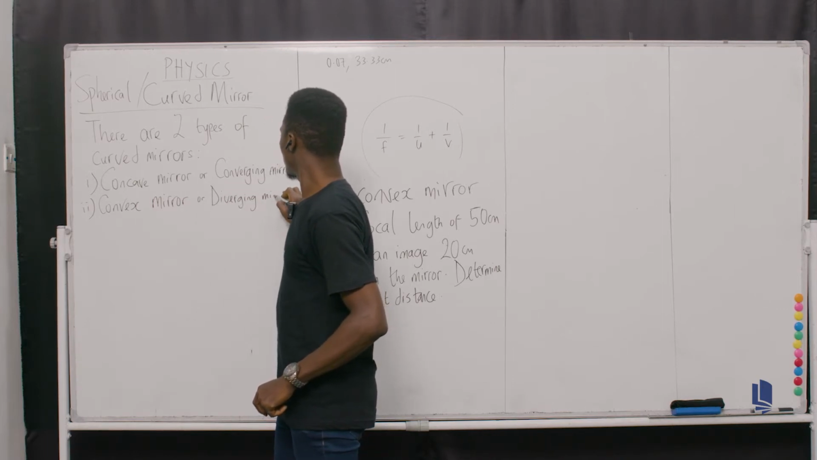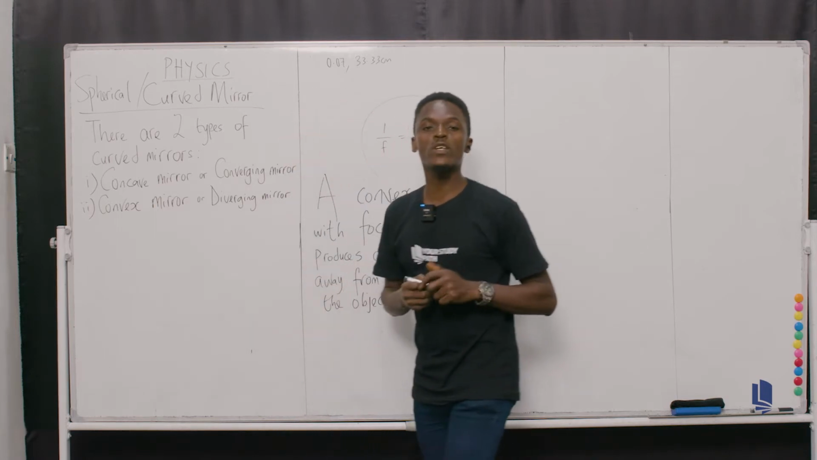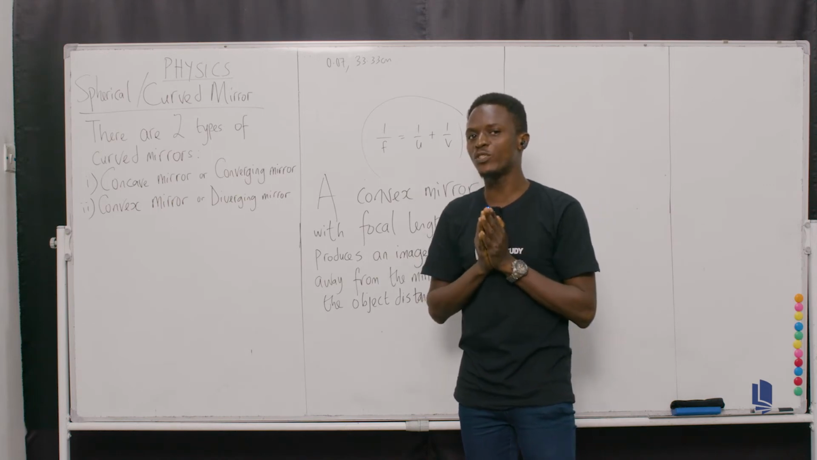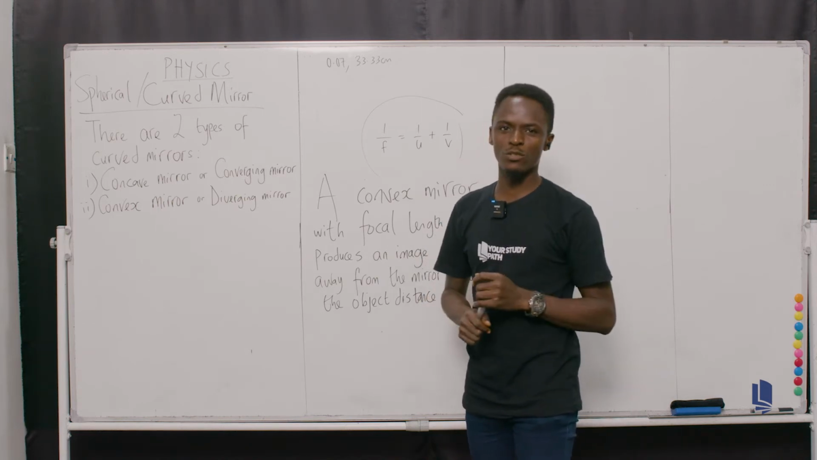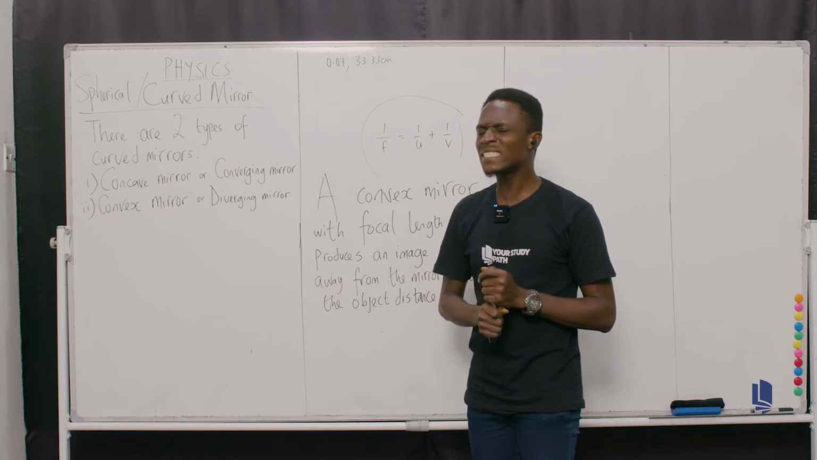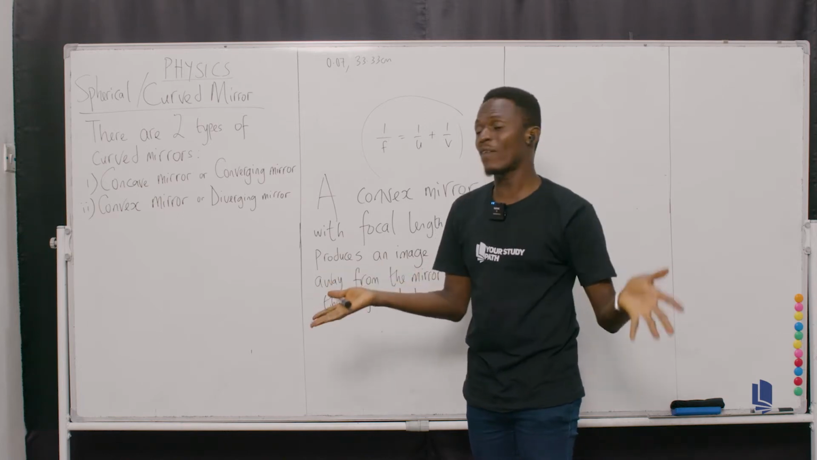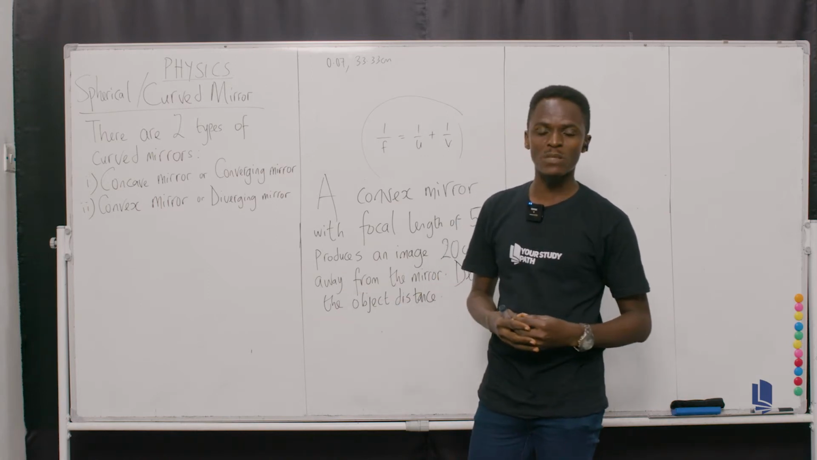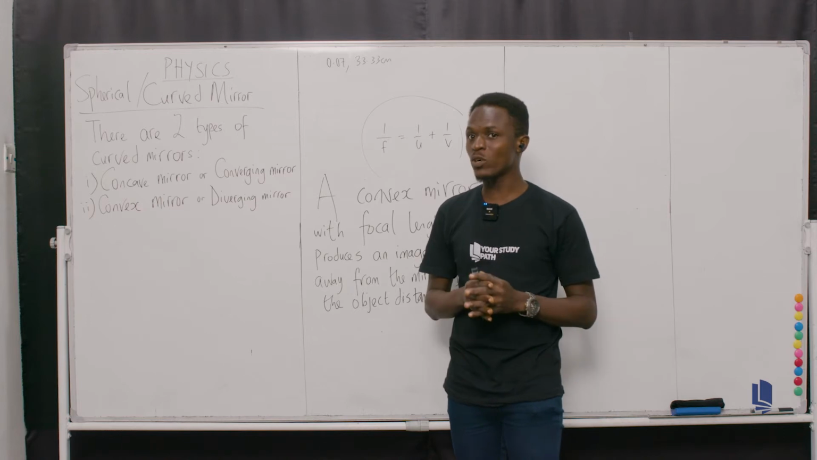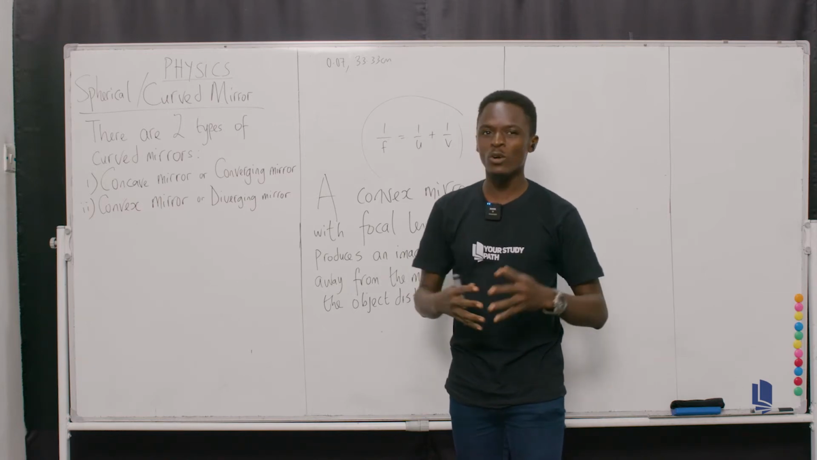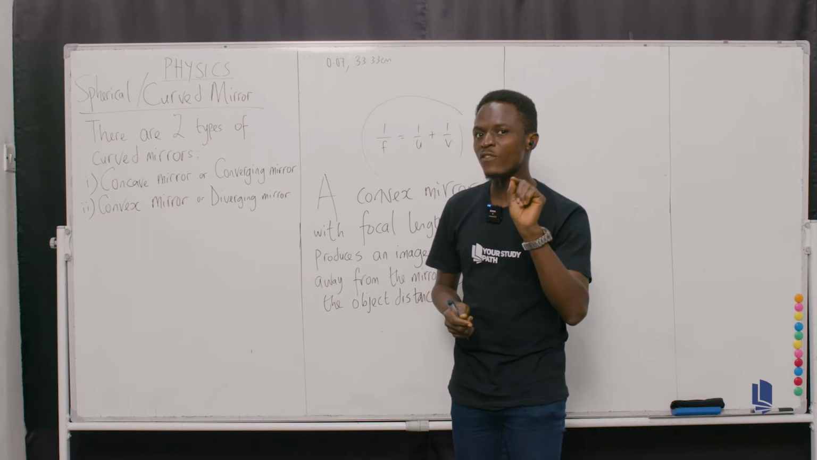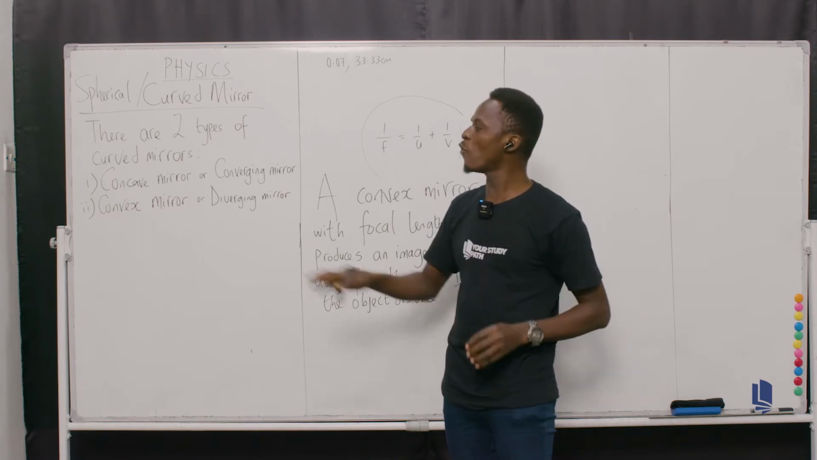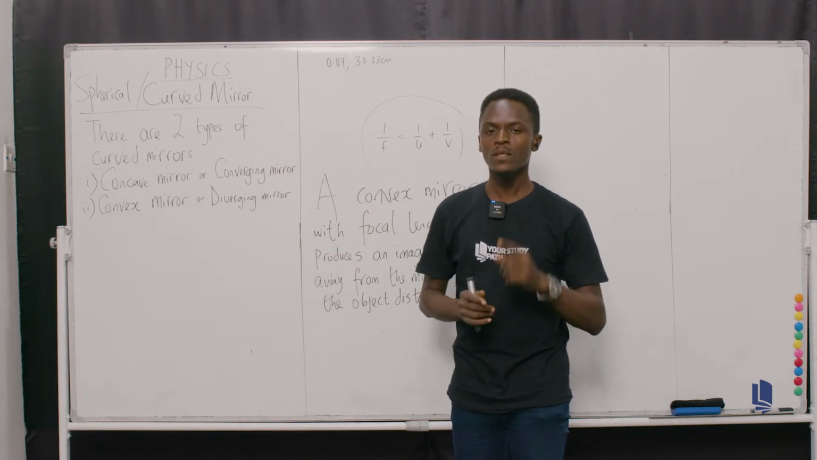As far as these two are concerned, it's majorly about the type of images that they produce. 99% of the time, JAMB does not have any business asking you what is a concave mirror, or what is a convex mirror. They don't care about that because it is not needed. It's not the definition they are interested in. Rather, they are interested in images formed by these two. Check it out.